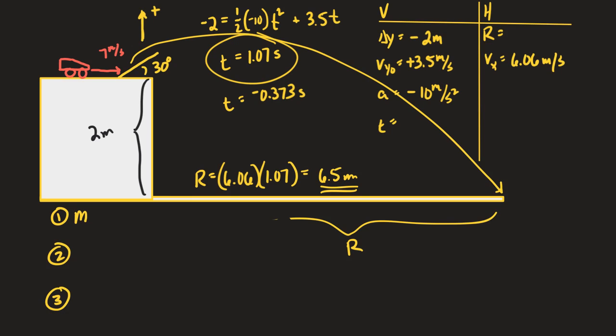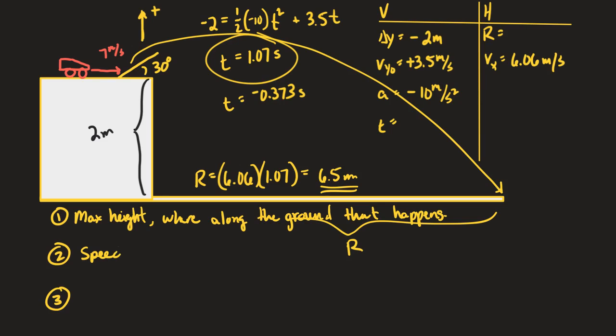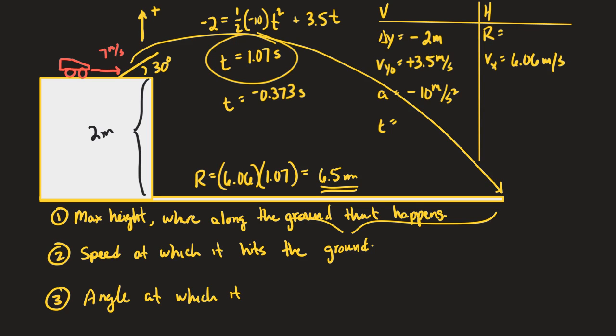I want to know max height and where along the ground that is. I want to know the speed that it hits the ground. There's a variety of ways to get that answer. But there's only one way to get this one. All right. 3 different things.